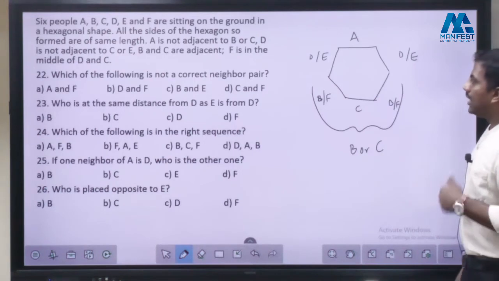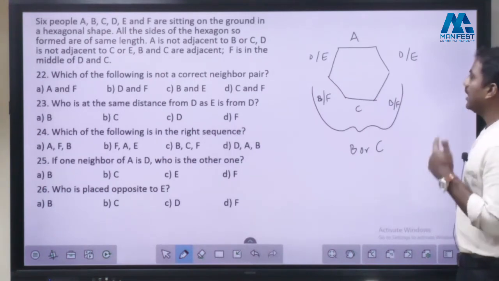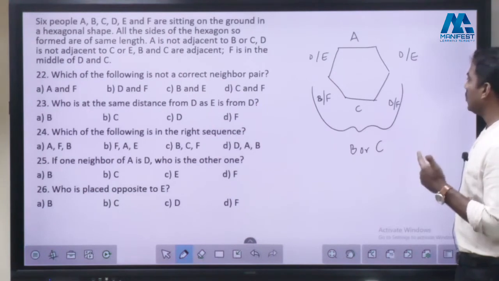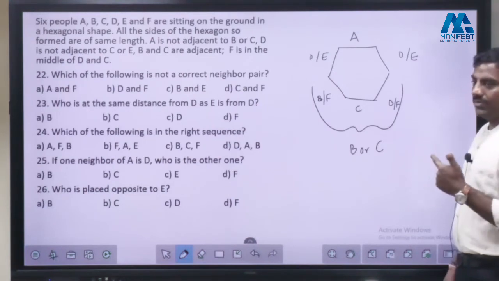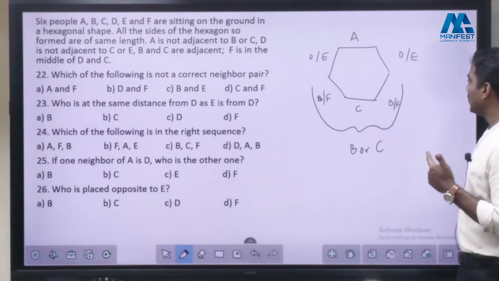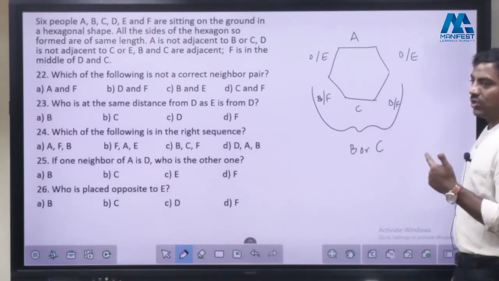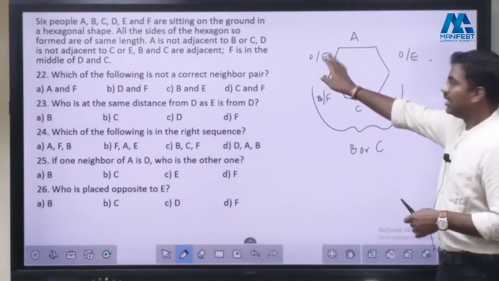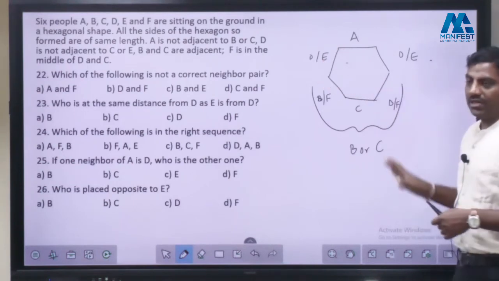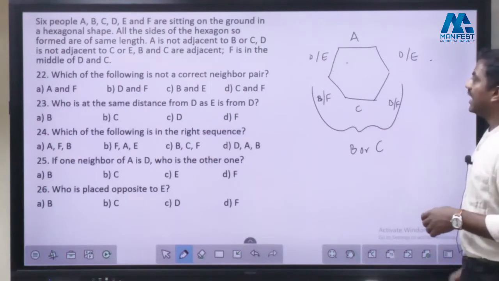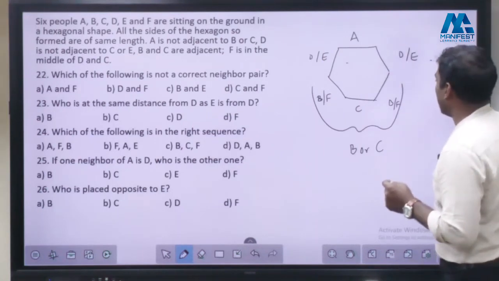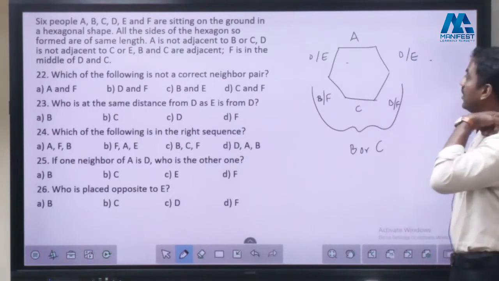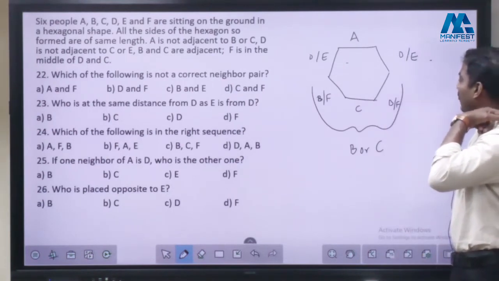Now, A is not adjacent to B or C, done. Then D is not adjacent to C or E. That is also done. If D is here, then E would come here. That is also done. Then B and C are adjacent. Okay, that is also met. Then F is in the middle of D and C.